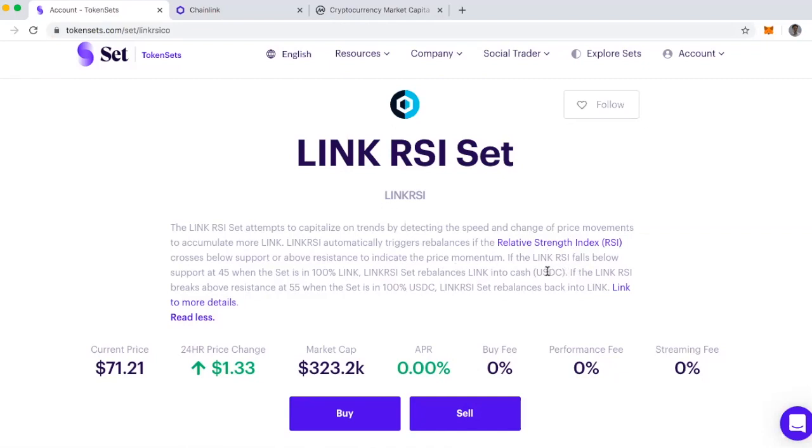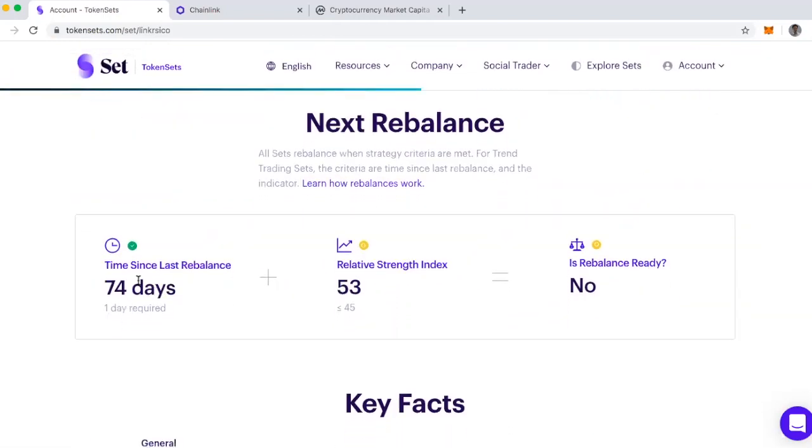We fall below 45 RSI, that is considered bearish. And once we are bearish, we are now selling Link with the idea that the price is going to hopefully fall, and we'll have USDC then that we can buy back that Link at a lower price. Or the opposite situation occurs where the RSI moves above 55, which would be more bullish, and now we are buying back the Link token with our USDC. The other condition that has to be satisfied here is you have to have at least 1 day in between rebalances. So 1 day, as long as the RSI moves above 55 or below 45, we would trigger a rebalance.